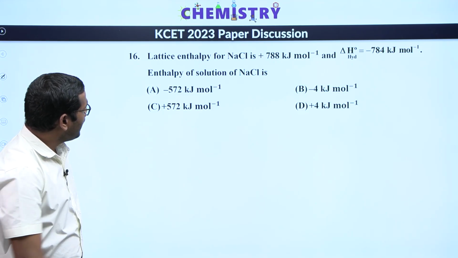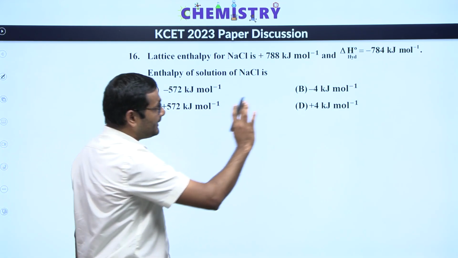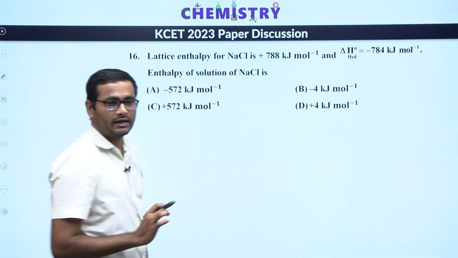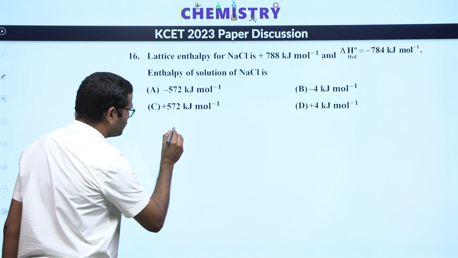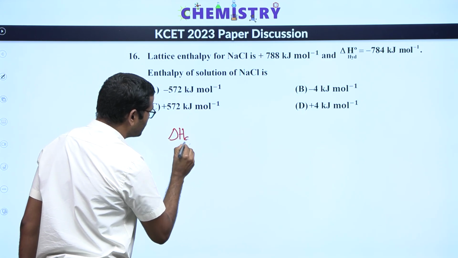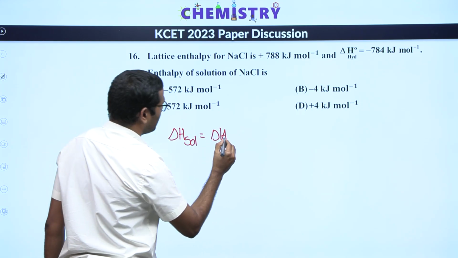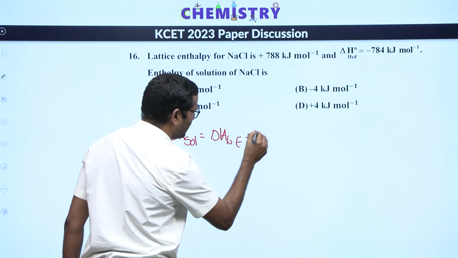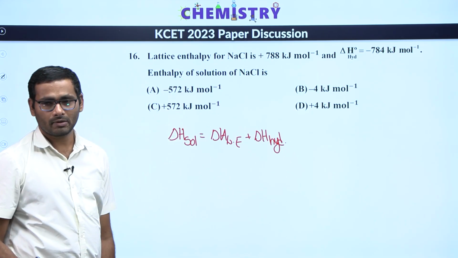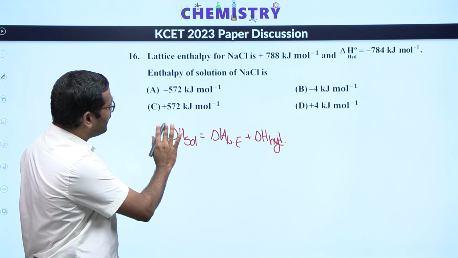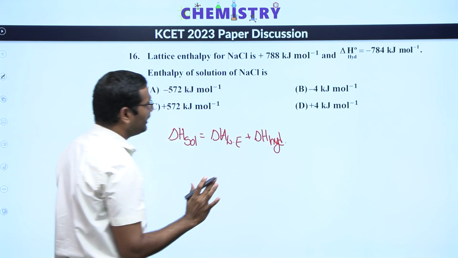Now the 16th one. Lattice enthalpy of NaCl is 788 kilojoule per mole, hydration energy minus 784 kilojoule per mole, enthalpy of the solution of NaCl. Usually enthalpy of solution equals lattice energy plus hydration energy. This is the formula, beta. Now here we are making NaCl, NaCl plus water, we are dissolving in water.